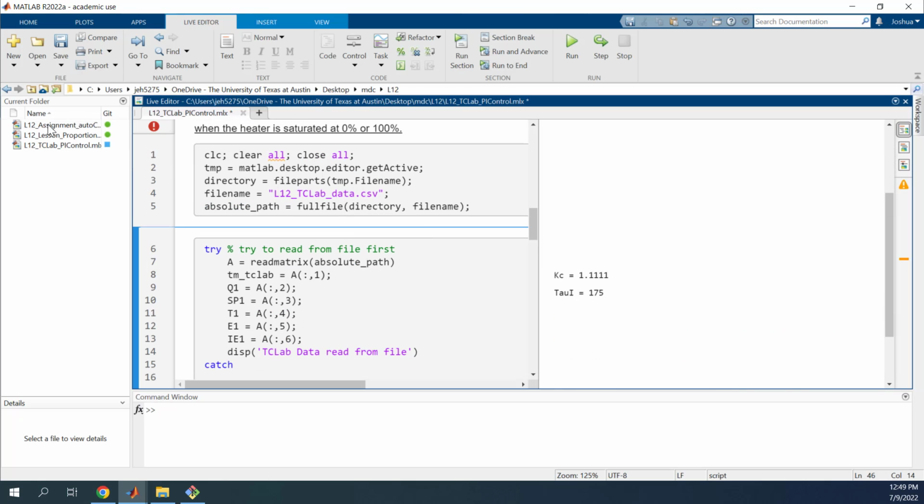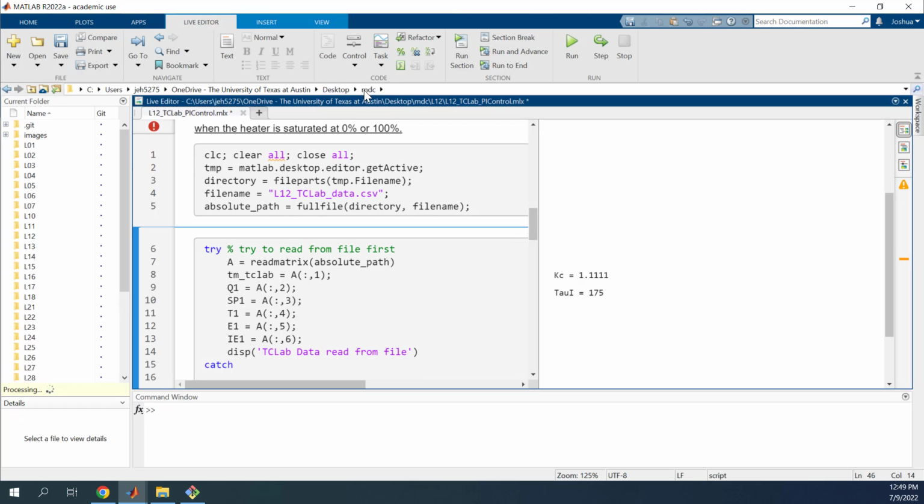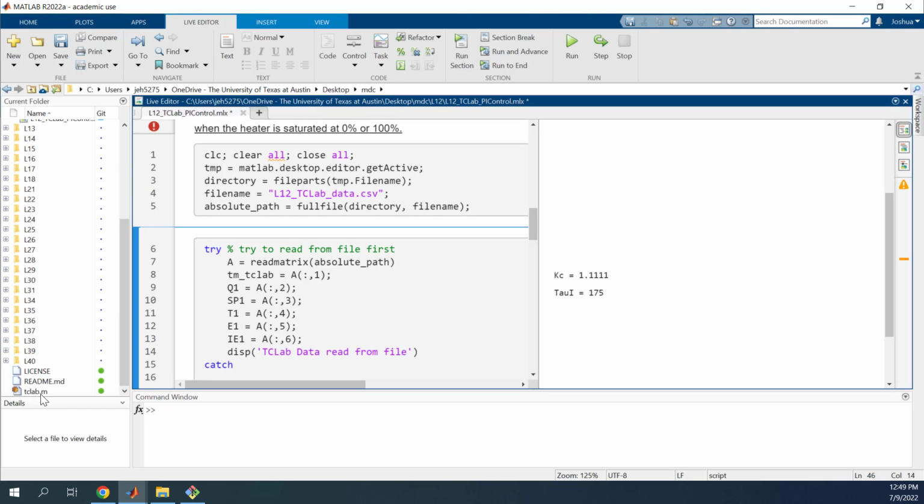There's a problem you probably run into. It's because I changed my Active Directory and I didn't have the TCLab module within it. So we'll go ahead, we'll try again now.